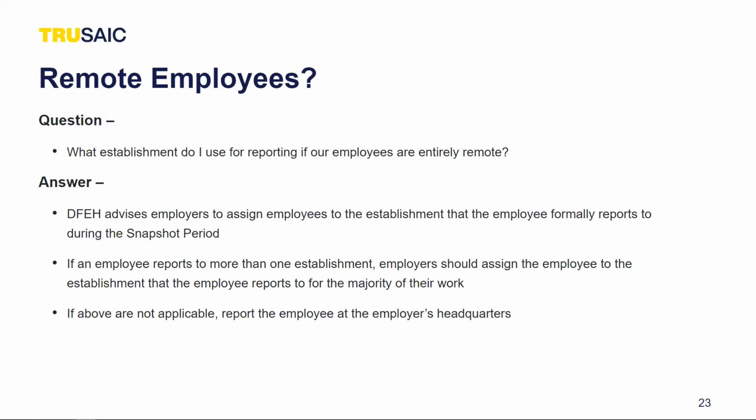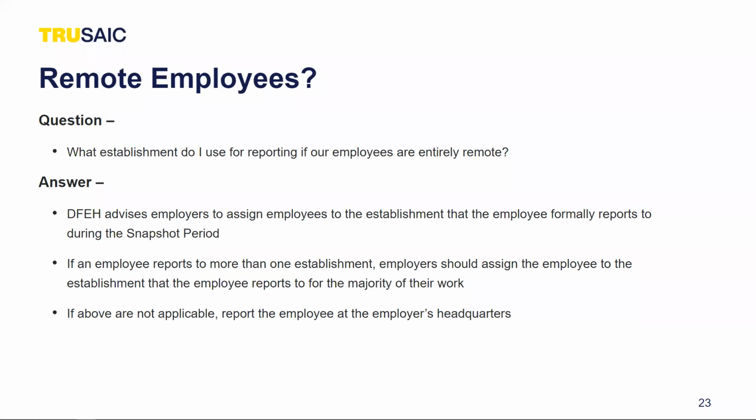Because one of the things that's being submitted is the establishment for each employee. So each employee is assigned to one establishment. They're not apportioned in any way. So you've got to make up your mind and put them in a particular establishment. No half employees or double counting.